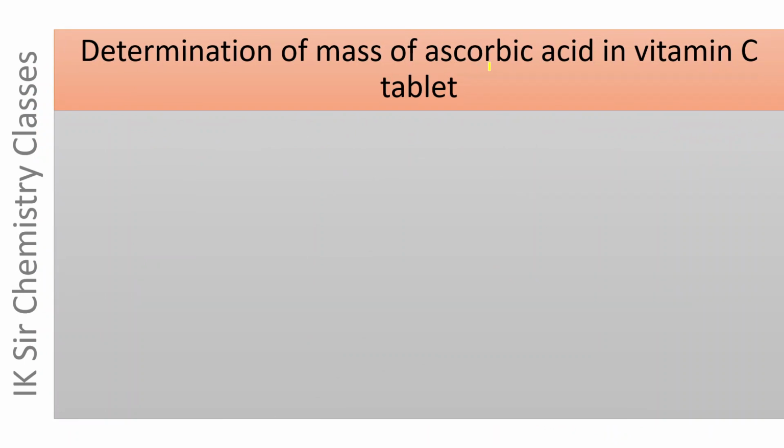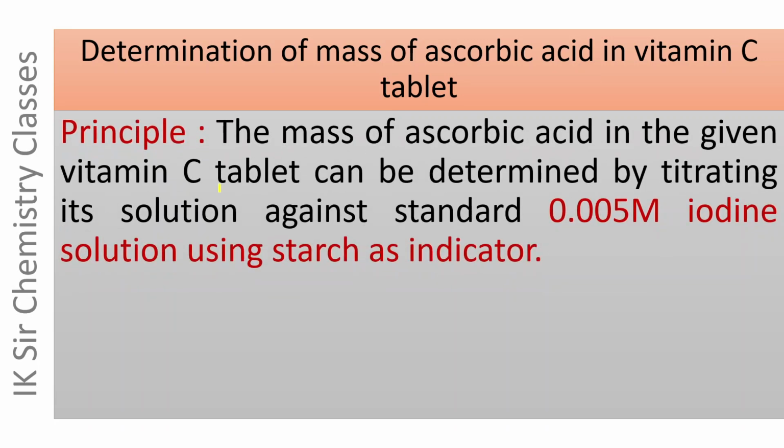Determination of mass of ascorbic acid in vitamin C tablet. The mass of ascorbic acid in the given vitamin C tablet can be determined by titrating its solution against a standard 0.005 M iodine solution using starch as indicator.